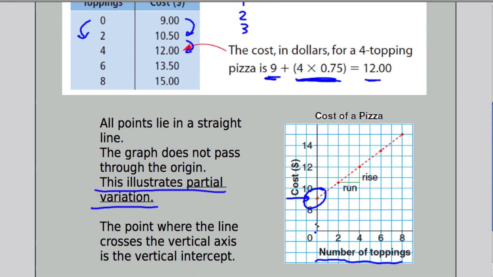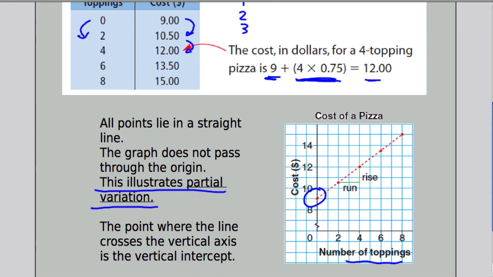We talked about direct variation when the lines start at 0. Partial variation is when you have a line that doesn't start at 0. It starts either above 0 or below 0. The point where the line crosses the vertical axis is the vertical intercept. So imagine that you have a vertical axis here, and this line, if it kept going, would cross it. That is where those two lines intersect. So that is called the vertical intercept.